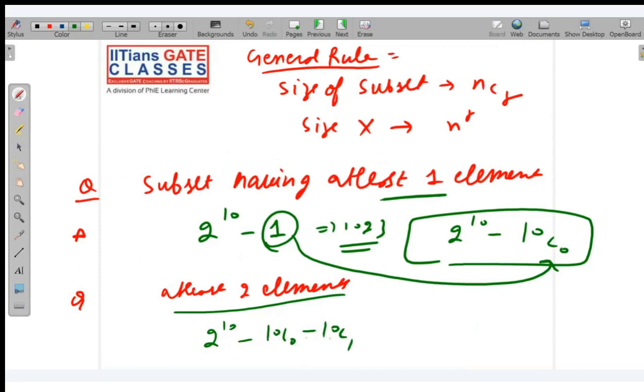2 power 10 minus 10C0 minus 10C1. I think you have got it. So it will be 2 power 10 minus 1 minus 10. So 1024 minus 11 is 1013. So 1013 is the answer.